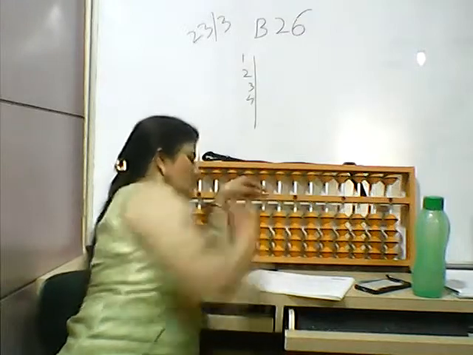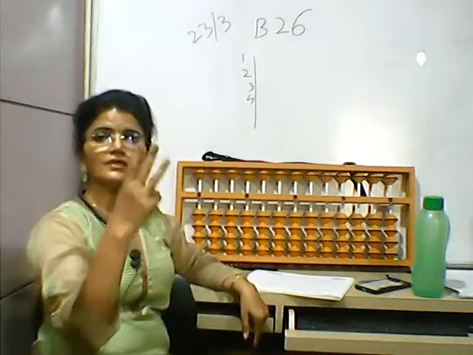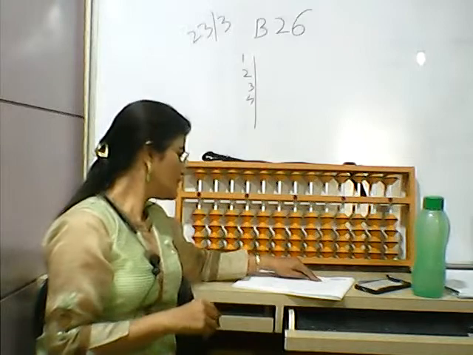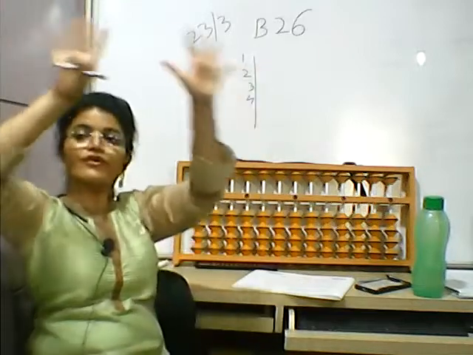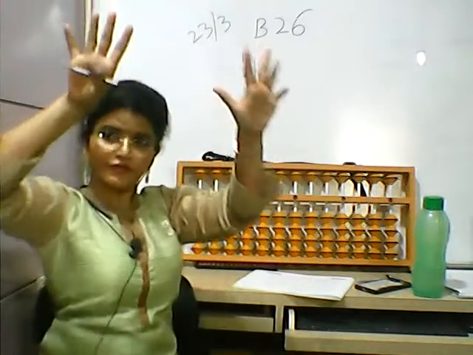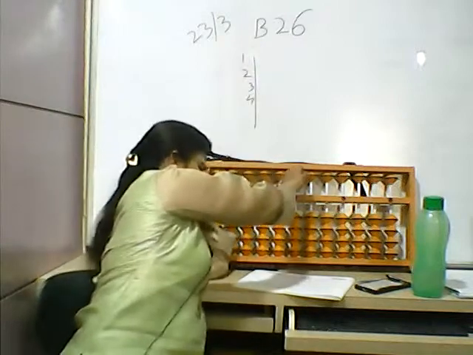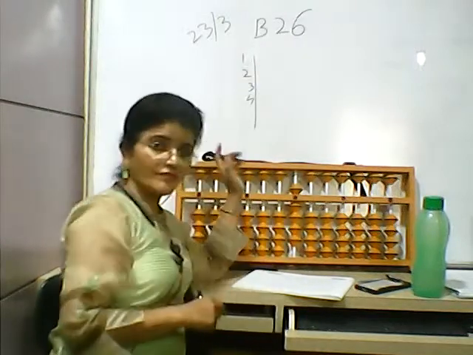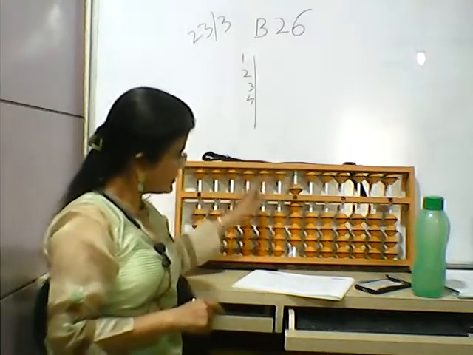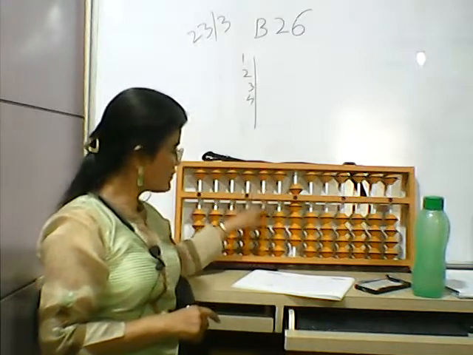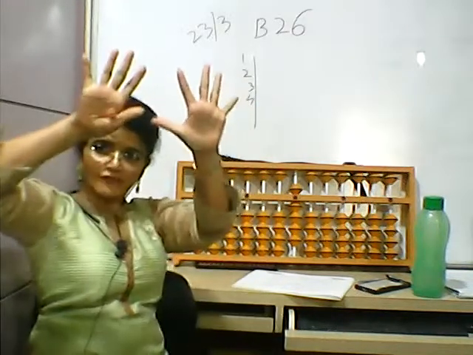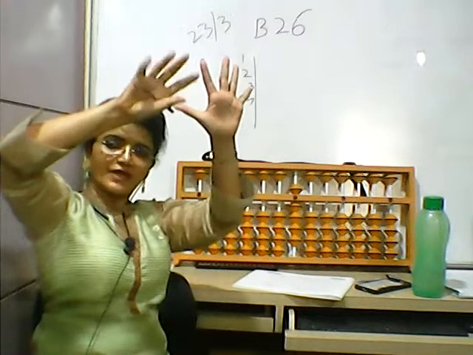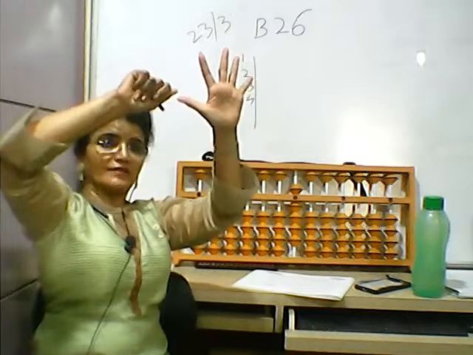Sum number 3. 9. 5 and 4. Close action. 5 and 4. Close action. 5. 5 is already down. So take the help of big friend 10. Big friend 10. 5 is our friend. Minus 5.